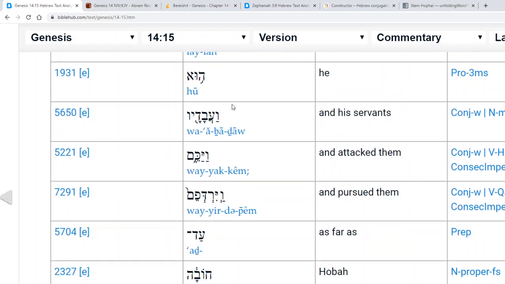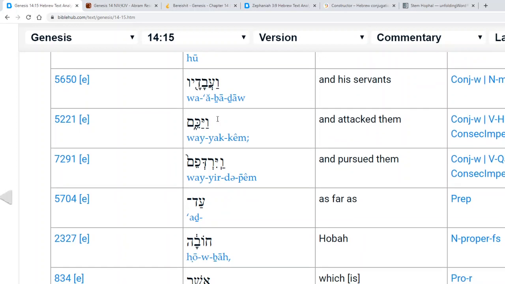Hu, so who is the pronoun, third person masculine singular. Va'avadav, conjunctive vav. Eved means servant or slave. Avadav is his slaves, right? In the plural. Abdo would be his servant in the singular, but this is avadav, his servants.